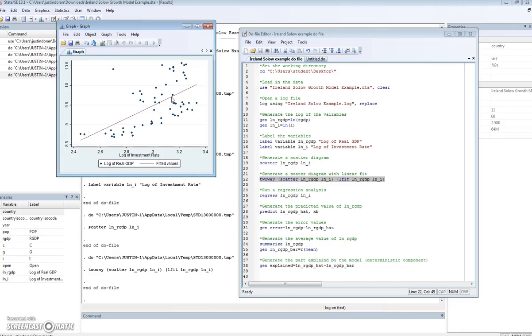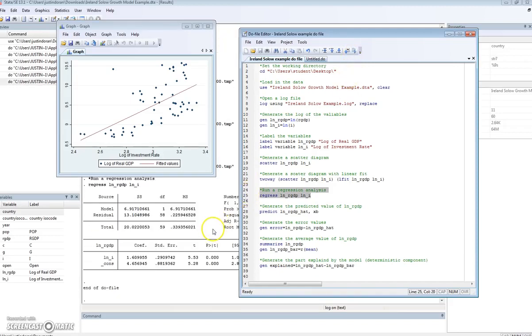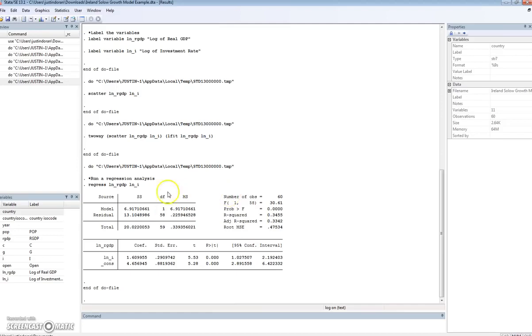Now, what we're mainly interested in this example is what the key elements are to come out of a regression model where we run these two variables, so where we run the effect of the investment rate on real GDP. If we run this model, we can see here a summary of our regression output. A number of points can be noted here.